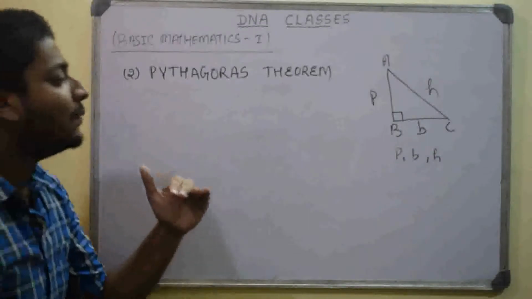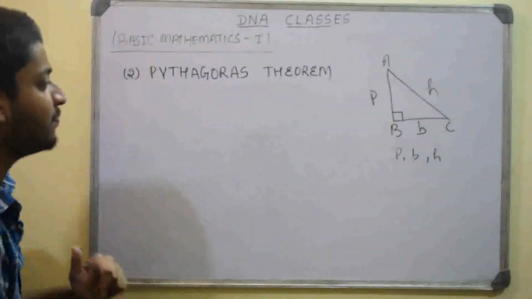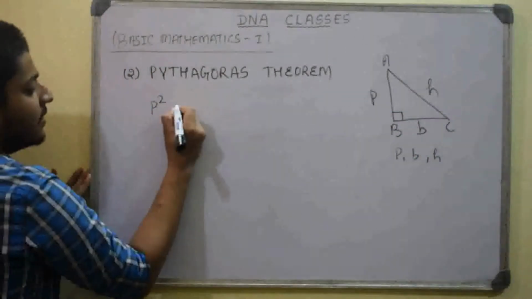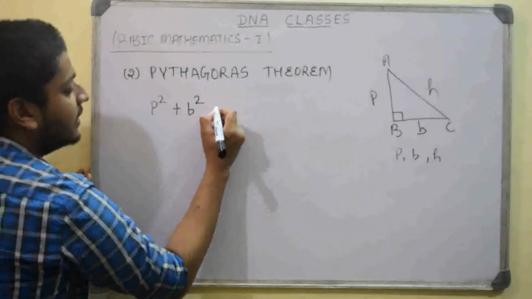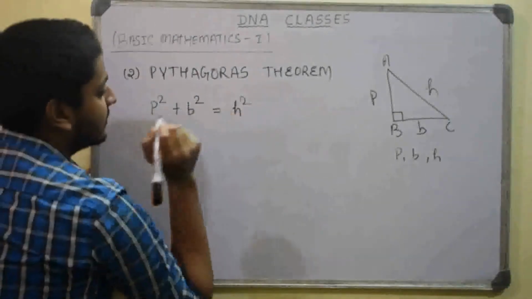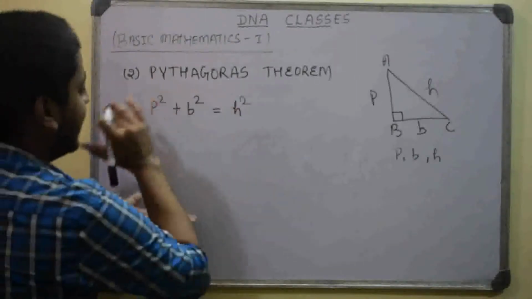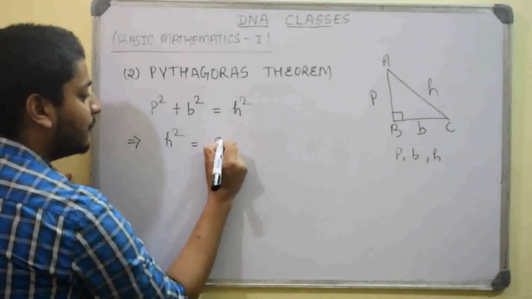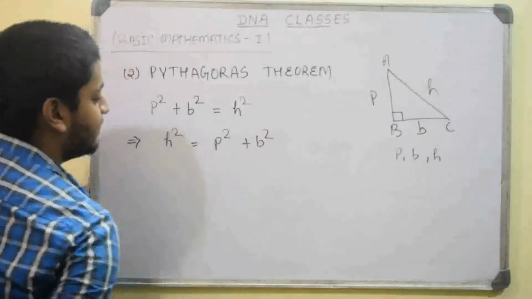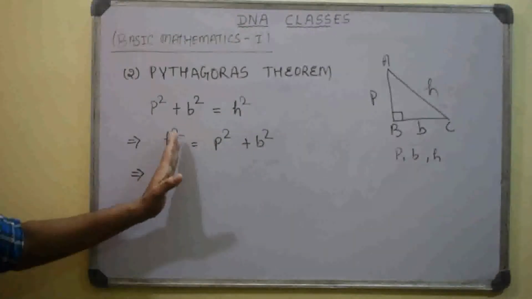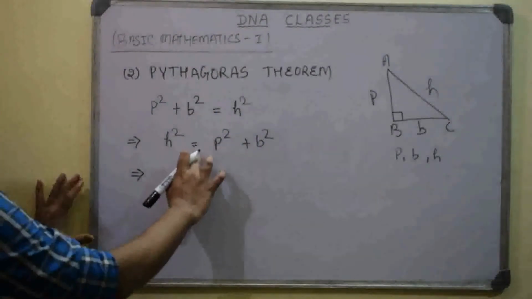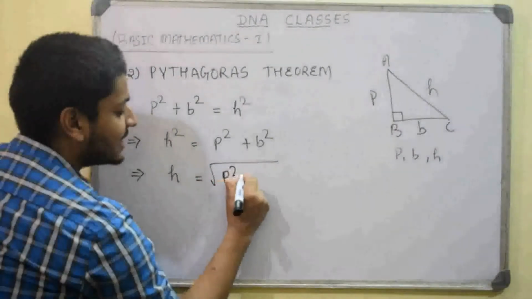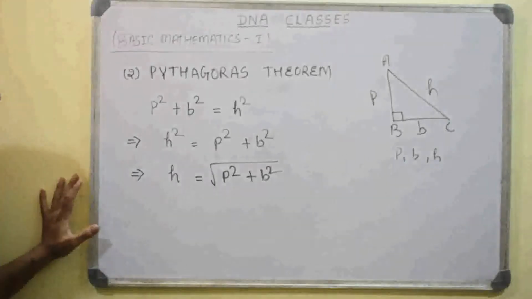Now, what Pythagoras Theorem states is that in a right angle triangle, P squared plus B squared is equal to H squared. Or we can write H squared is equal to P squared plus B squared. Now, if you want to remove this square, you can put under root over this thing, so it will become H is equal to root over P squared plus B squared.